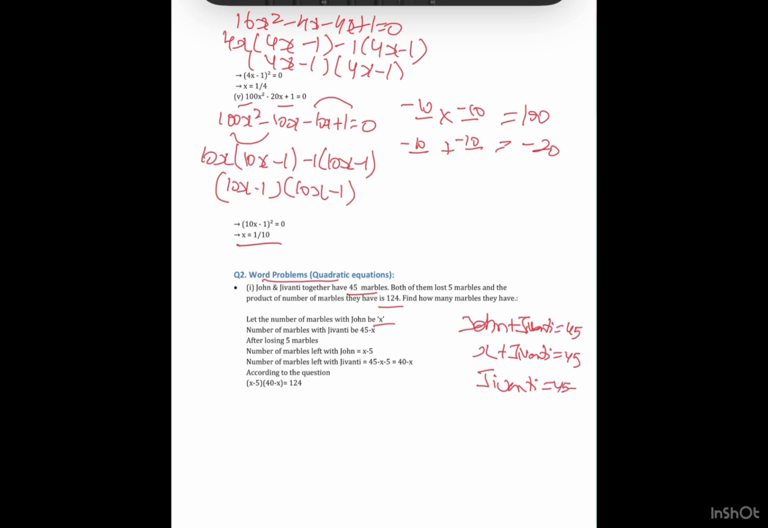After losing 5 marbles, now both of them have lost 5 marbles. John had x marbles, he has lost 5 marbles, he would be left with x minus 5 marbles. Jivanti had 45 minus x marbles, she has also lost 5 marbles, so she would be left with 40 minus x marbles. Also, we are given that the product of the marbles now they are left with is 124. John is left with x minus 5 marbles. Jivanti is left with 40 minus x marbles. Multiply them, we get 124. Let's open the bracket and multiply them. X into 40 is 40x.